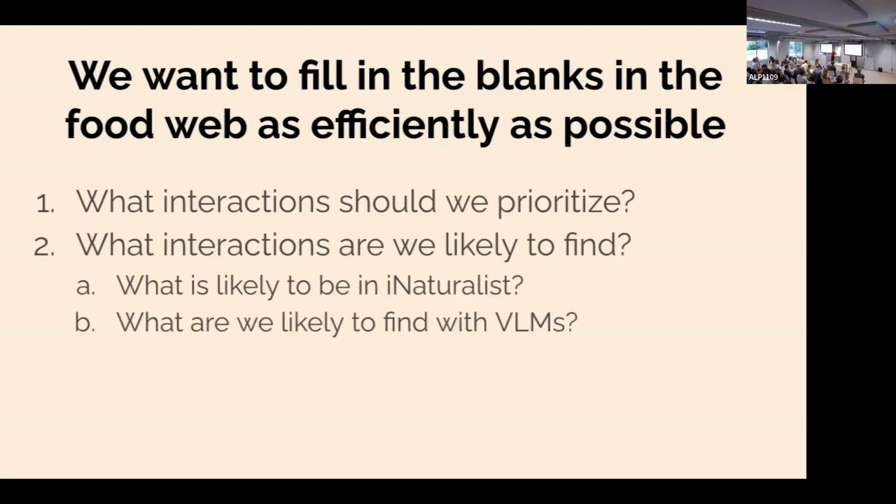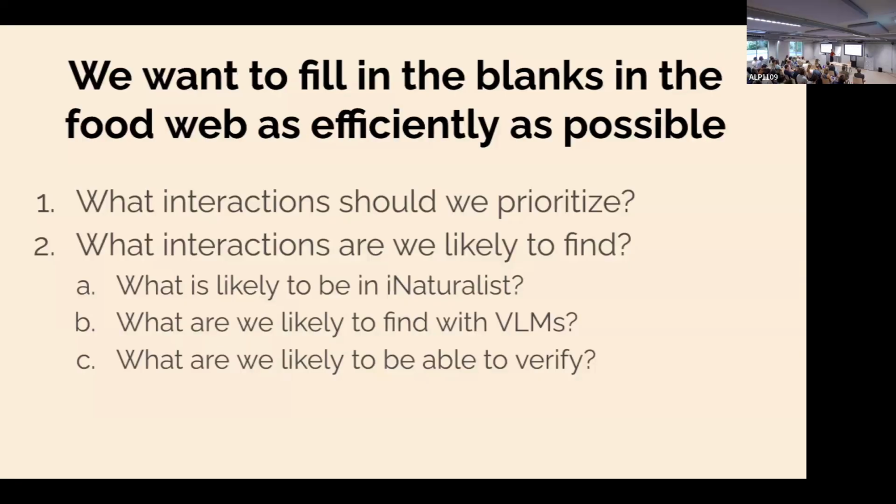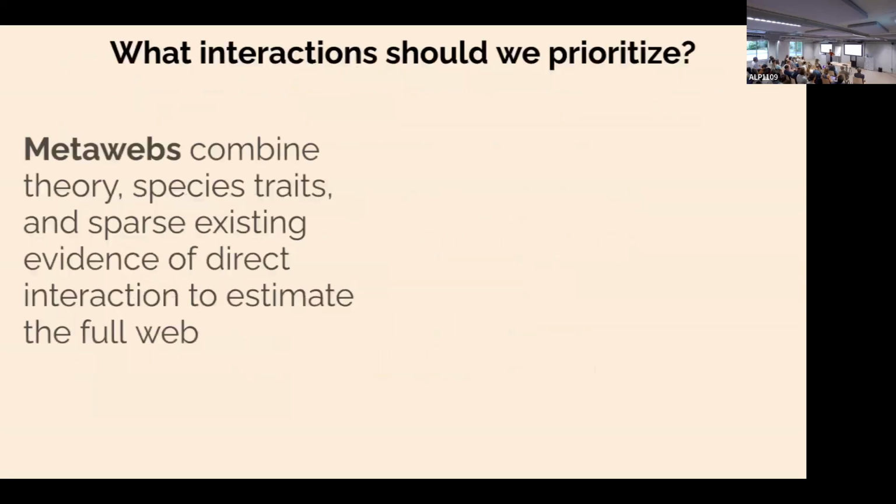What are we likely to find with the VLMs that we have? And what are we likely to be able to verify? Because it turns out you get a lot of things eating miscellaneous meat, and it's hard to figure out exactly what that miscellaneous meat is. And so in terms of what interactions we should prioritize, this is still very much ongoing work.